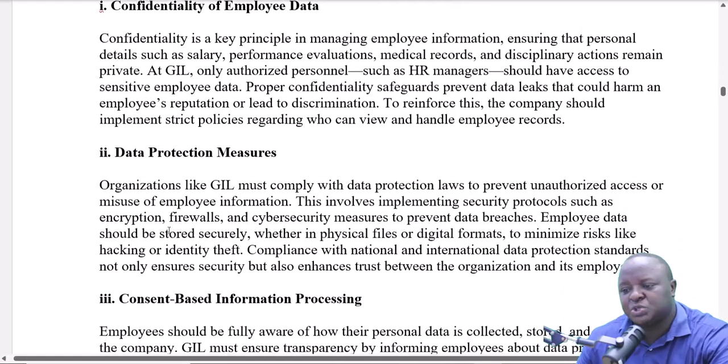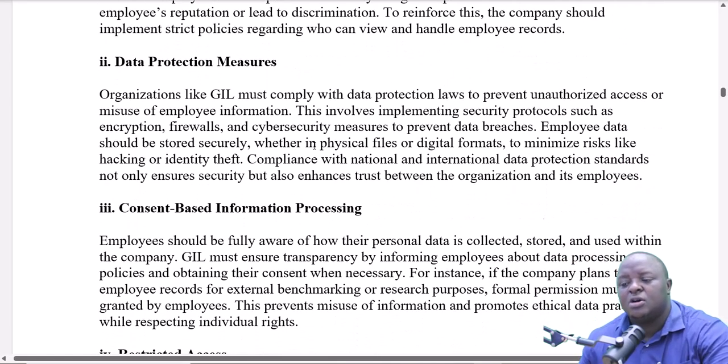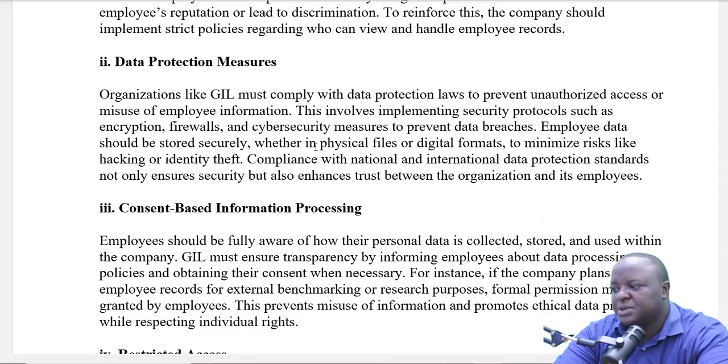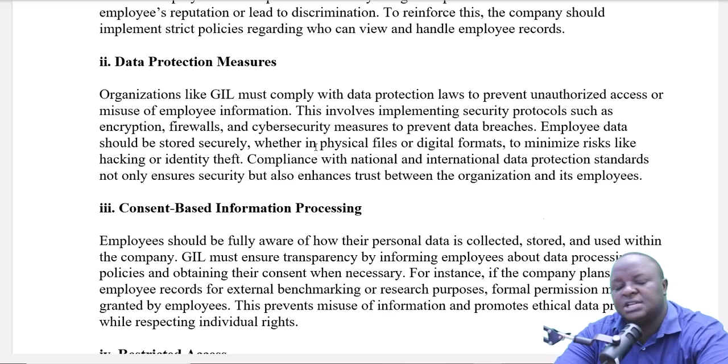Crucial case number 2, data protection measures. Organizations like GIL must comply with data protection laws to prevent unauthorized access or misuse of employee information. So this involves implementing security protocols such as encryption, firewalls, and cybersecurity measures to prevent data breaches.